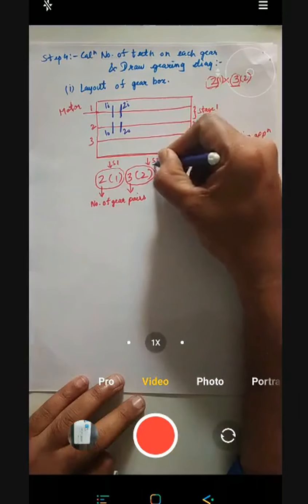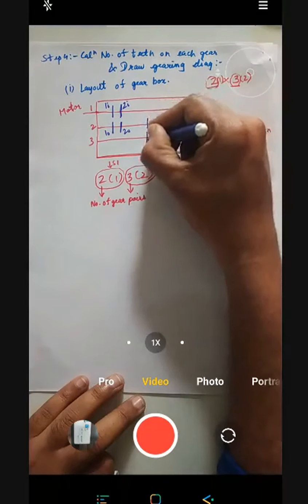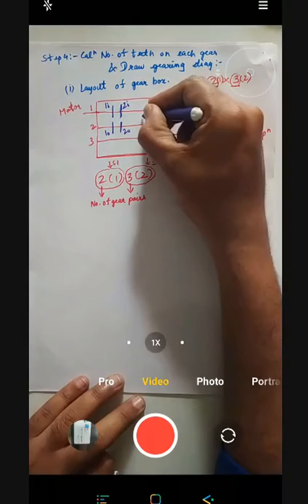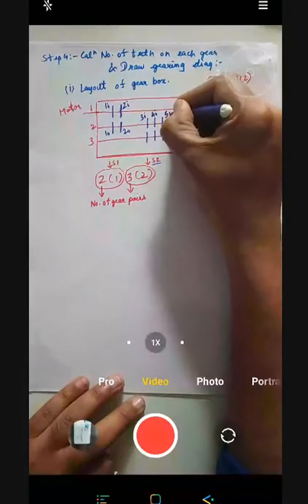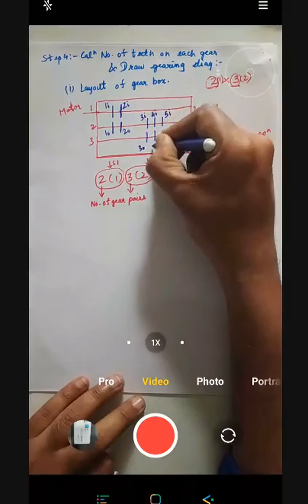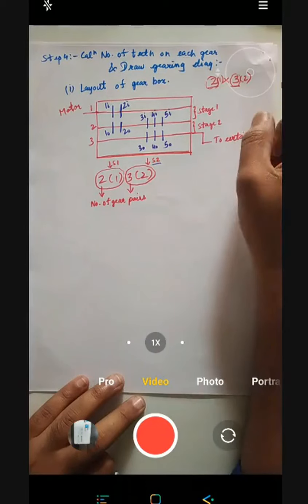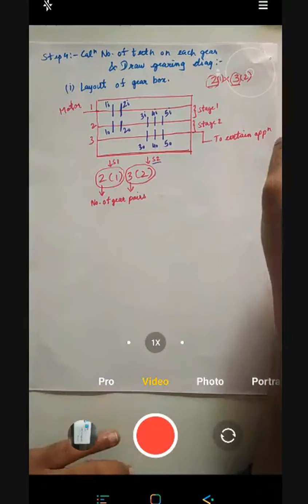Then moving on to stage 2, there are 3 gear pairs. So we'll draw 3 different lines. This is third input, this is fourth input, this is fifth input. Third output, fourth output, fifth output. So this is basically nothing but the layout of your gearbox.